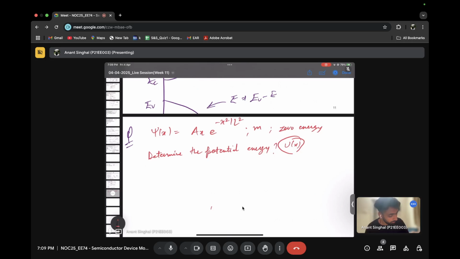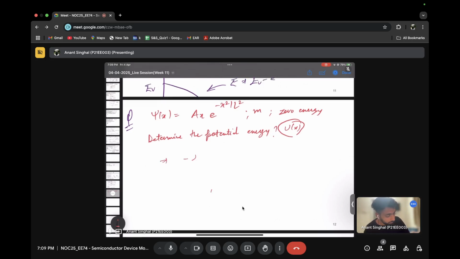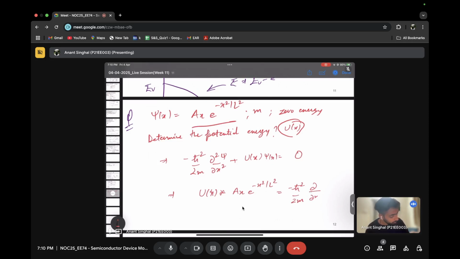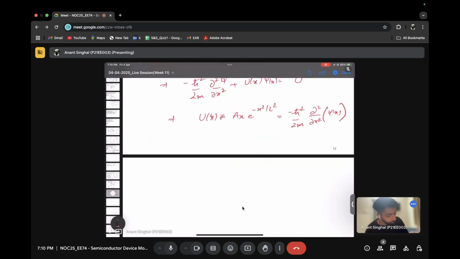So basically you need to differentiate it twice. So this is the equation: minus h square by 2m d2 psi by dx2 plus U(x) psi(x) is equal to E psi, and E is 0. So U(x) multiplied by this A x e to the minus x square by L square is equal to minus h square by 2m, the double differentiation of this thing. So let me write for now. Did you do the double differentiation?